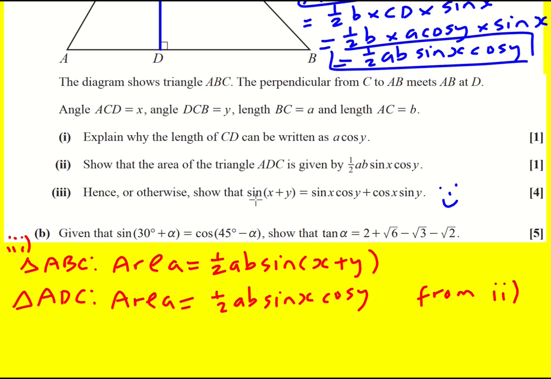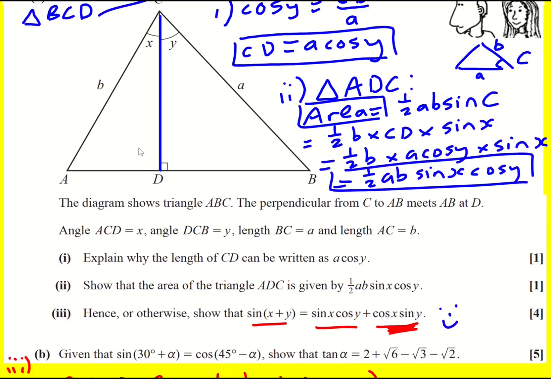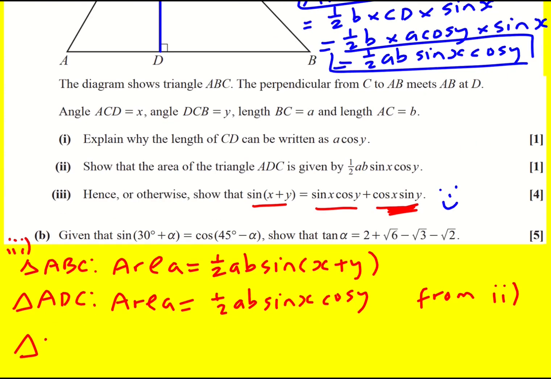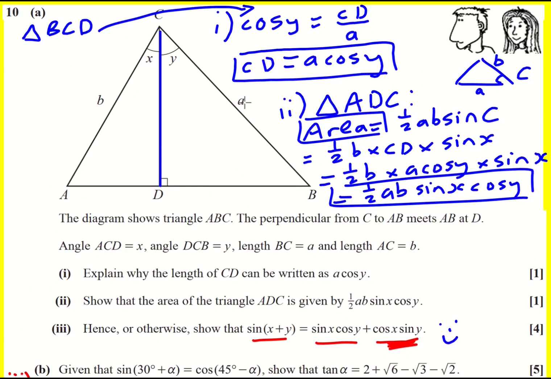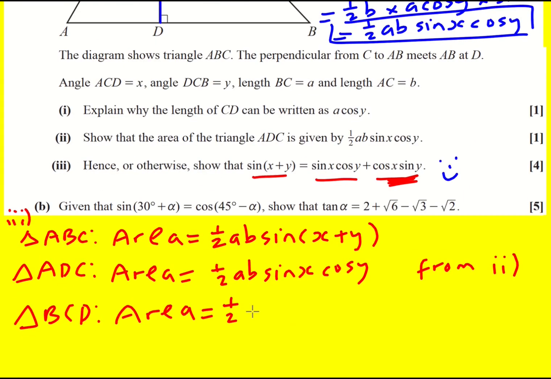So when we compare, we can immediately see, right, I've got the sine x cos y part, I've just got an extra half AB. So now this is what I'm aiming for. And that's going to be the triangle on the right, so triangle BCD. Right, well here the area is going to be a half times A times CD times sine Y.